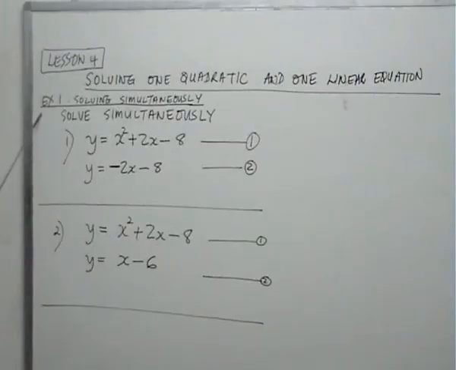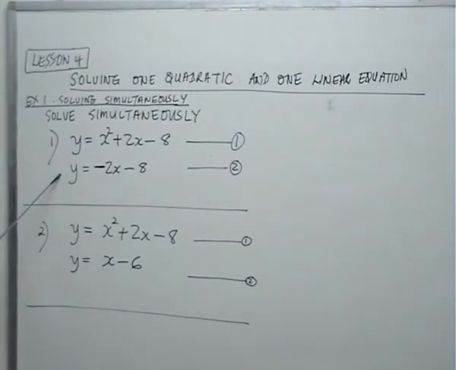Alright, so here we have exercise 1, solving simultaneously, 2 examples. In number 1, solve simultaneously y is equal to x squared plus 2x minus 8, y is equal to minus 2x minus 8. And example 2, y is equal to x squared plus 2x minus 8, y is equal to x minus 6. So you've got 2 examples that you need to solve simultaneously.